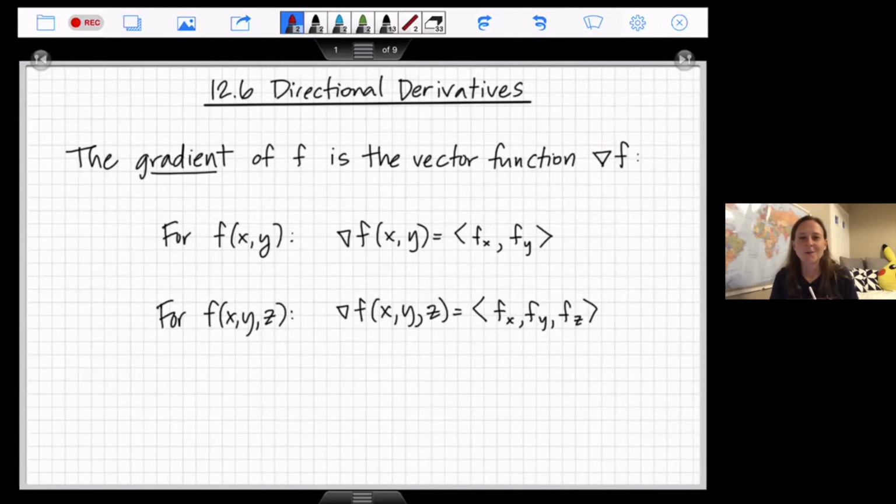Today we're starting section 12.6 on directional derivatives, and directional derivatives is what the second video is all about today. The first video we're going to do is all about the gradient, which is a tool that we need in order to calculate directional derivatives.